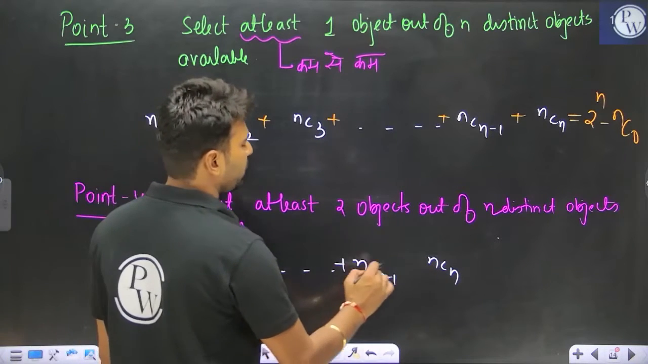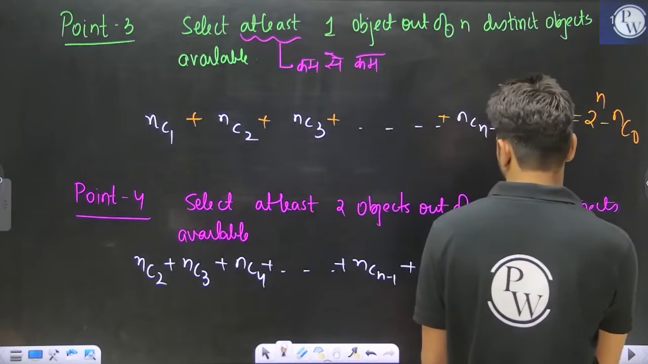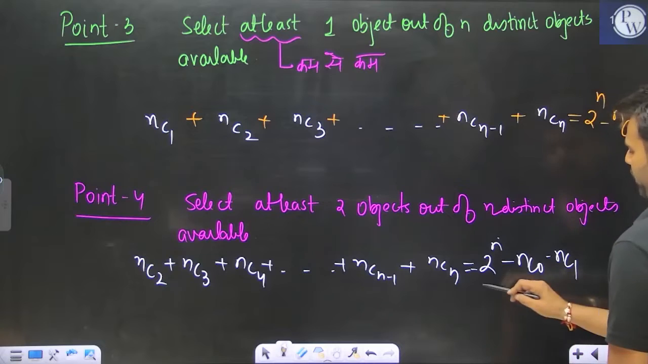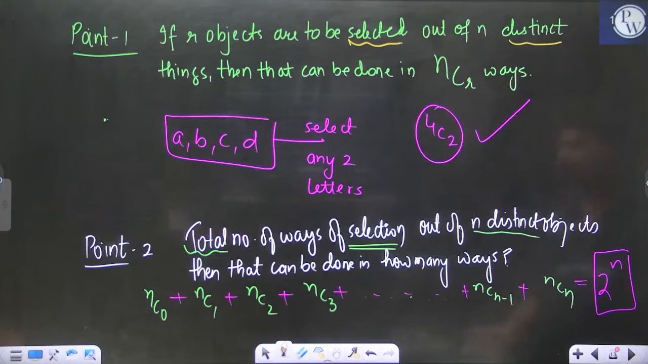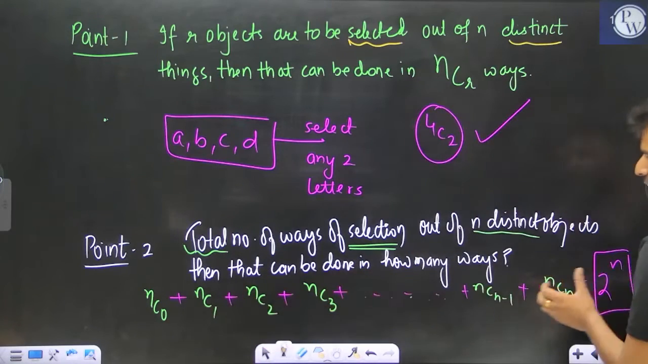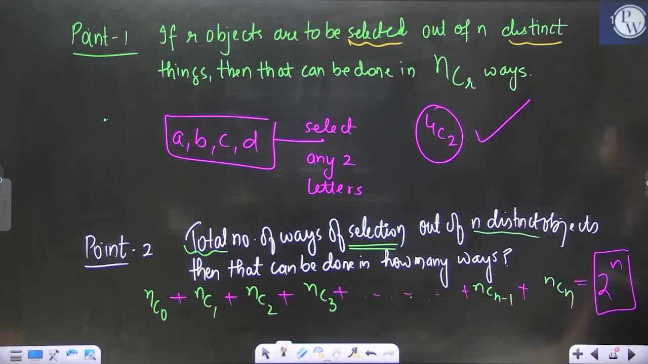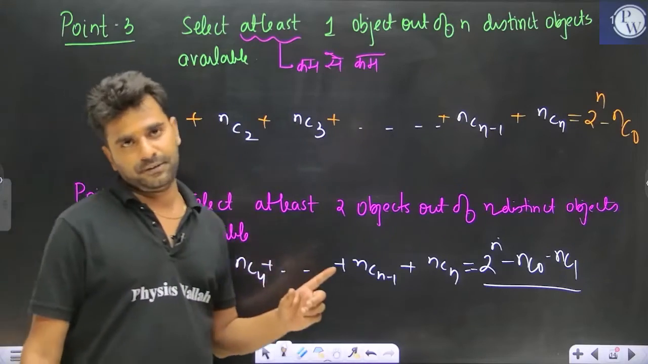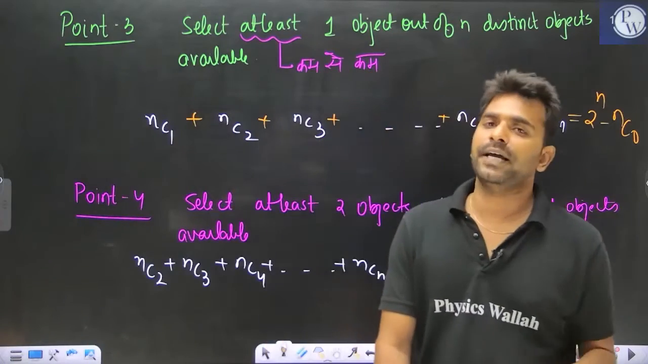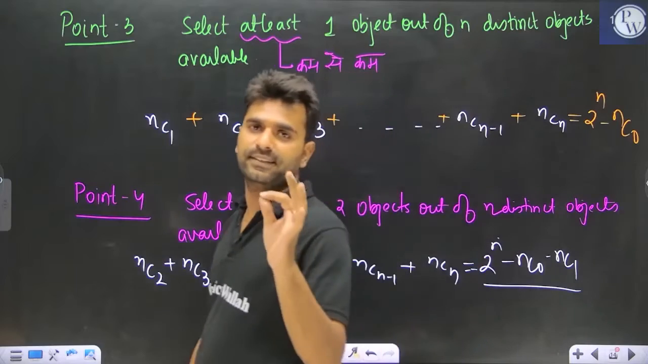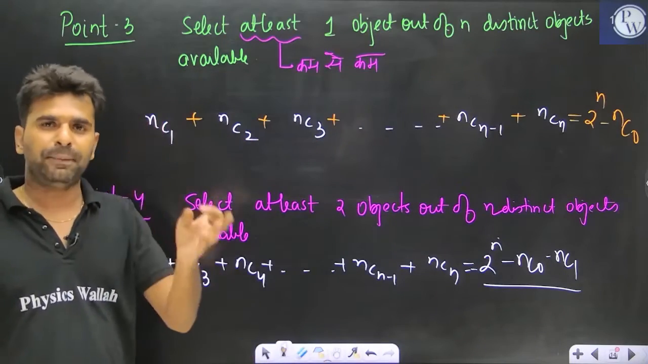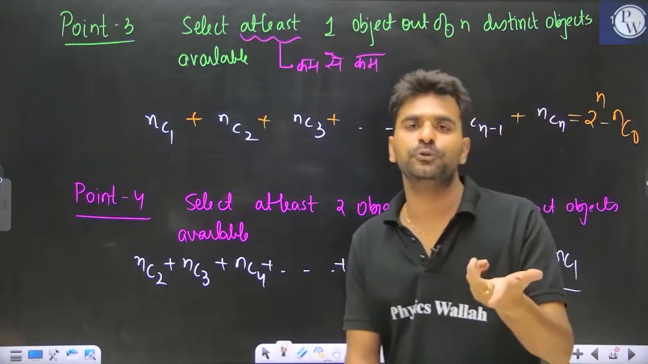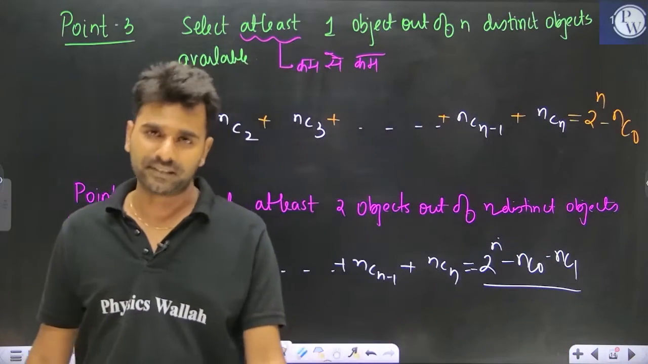Now what is the summation? In the binomial theorem you might have studied this, that we need to do 2 to the power n minus NC0 minus NC1. Basically from this equation if you remove these two things then you will get the sum of the remaining things, yes or no, and that is what the summation is, right? So understand, NCR can only be applied whenever n distinct objects are given to you. People are already distinct, so even if it is not mentioned that people are distinct, you will assume them to be distinct, because people can never be identical.